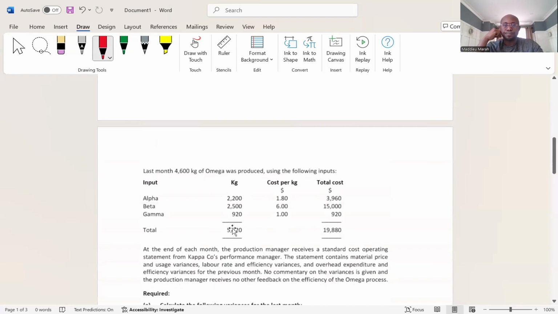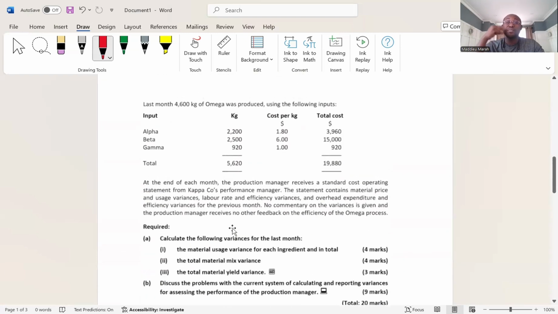Let's continue. Last month, 4,600 kg of omega was produced. So this is our actual production. 4,600 kg of omega was produced using the following inputs. So these are actual results. We have our standard results, and now we have our actual results of the kg, cost per kg, and total cost.